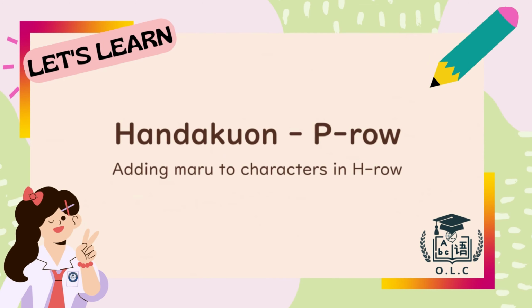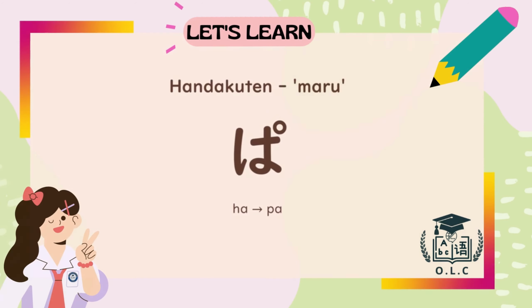Hello and welcome to the lesson on learning about handakuten. In this lesson, we will learn about the other kind of diacritic, handakuten, colloquially known as maru. Now, maru is a small circle written on top right of a character, same as tenten. And maru is only added to characters in H row to form the voiceless P sound.